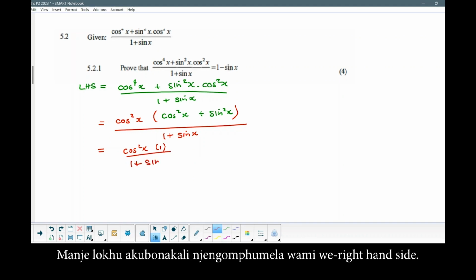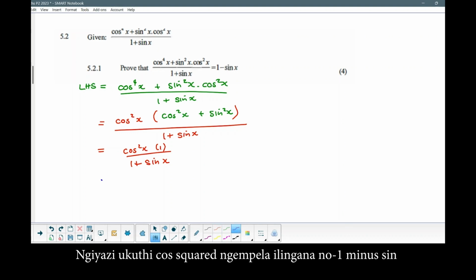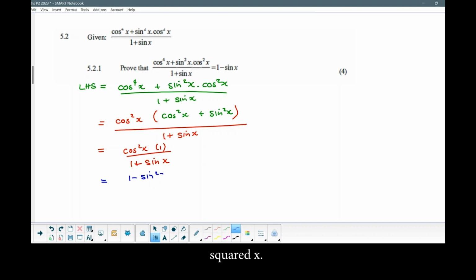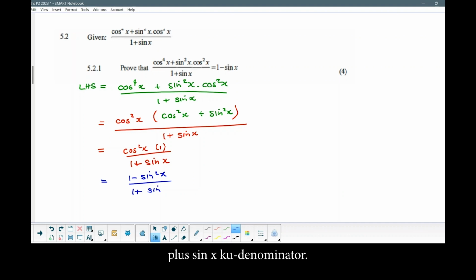Now that still doesn't look like my right-hand side of this expression. I need to get it to 1 minus sine x. And right now I'm sitting with the cos squared at the top. I do know that cos squared is actually 1 minus sine squared x. It seems like we're getting somewhere now. But I still have a 1 plus sine x in the denominator.